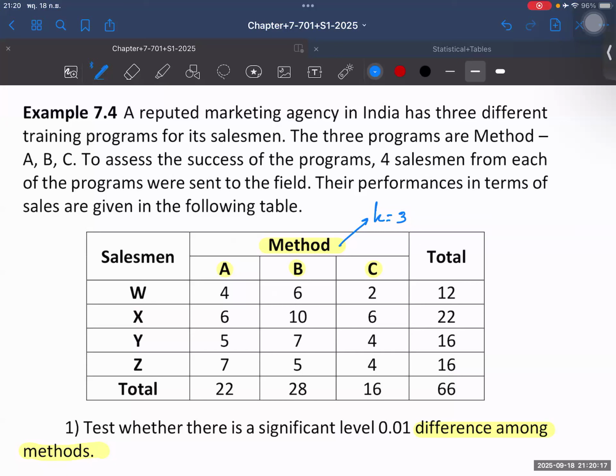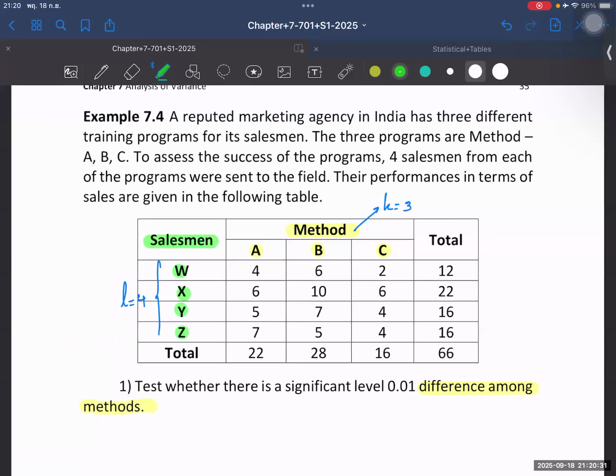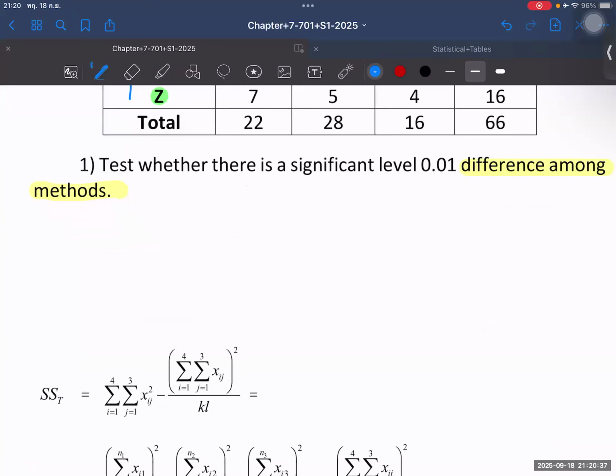And the last one, salesman. For salesman, we have L equal to 4. We have four blocks for the salesman. And we are finding the sum of this. So I let, oh sorry, I will use x. Xij be the performance score.